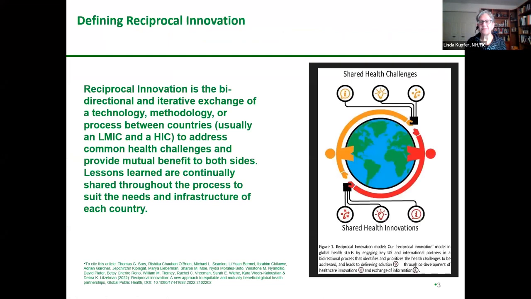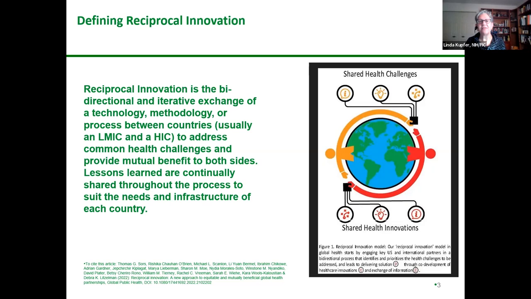We will start with a definition of GHRI that we can use for this workshop, and it will give us the ability to better understand each other and communicate for the next 3 days and beyond. At this workshop, we will use the characterization of reciprocal innovation from a recently published paper by Sors et al. Reciprocal innovation is the bidirectional and iterative exchange of a technology, methodology, or process between countries, usually a low and middle income country, LMIC, and a high income country, HIC, to address common health challenges and provide mutual benefit to both sides. Lessons learned are continually shared throughout the process to suit the needs and infrastructure of each country.